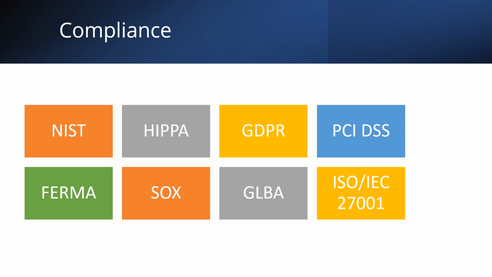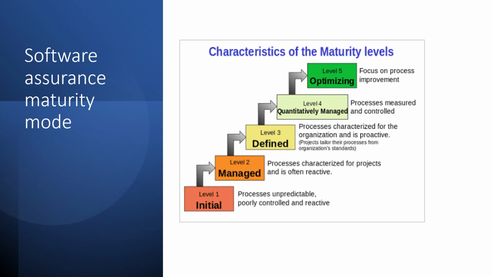Additionally, aligning cybersecurity efforts with business objectives enables organizations to achieve a balance between compliance requirements and operational efficiency, fostering a proactive approach to cybersecurity management. On this slide, I'll be talking about the software assurance maturity model.